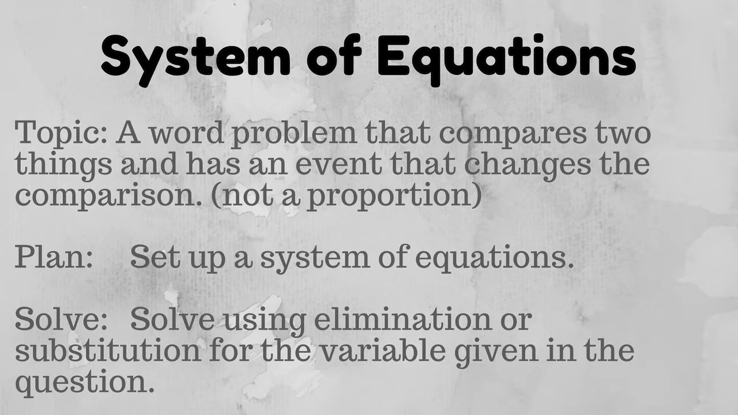Hello everyone, this lecture is all about systems of equations from story problems. This topic is a little bit tricky because there's going to be a word problem that compares two things. So it'll look like a proportion, but it's going to have an event that changes the comparison. That's why it's not a proportion and why you have to use a system of equations. You'll understand that better when we get to the examples.